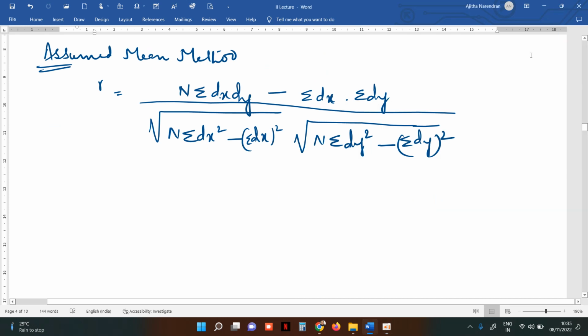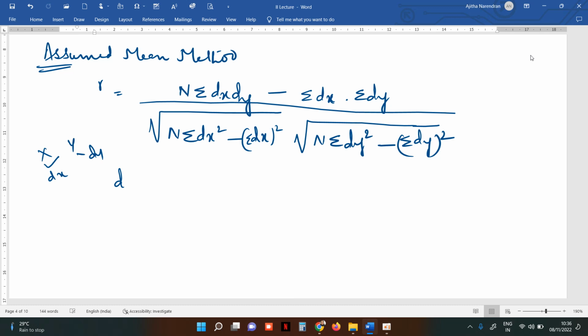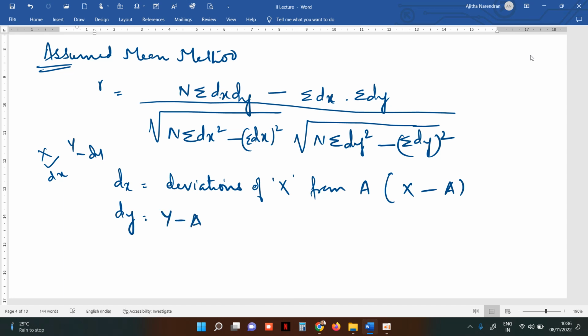I'll just explain what dx refers to. Dx is nothing but deviation. Since we are having two variables x and y, for x we are putting dx and for y we are putting dy. This is the only thing. Remaining all things are as usual. So what do you mean by dx? Dx means deviations of the x variable from an assumed mean. Simply you can write x minus A. In case of y, it is y minus A. You need to find out the square of these. These are the values which you have to find out, right?